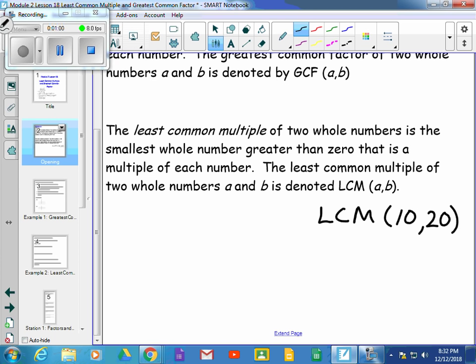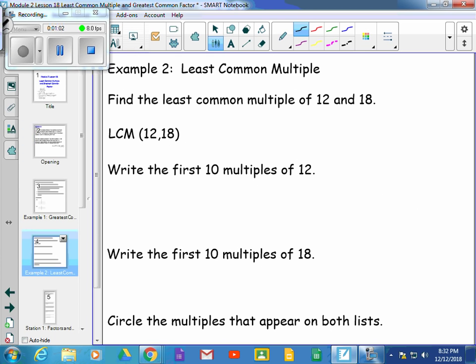So, I'm going to go to example 2 now to show you how to find the least common multiple. We're going to find the least common multiple of 12 and 18. The only method I'm going to show you is to list the multiples. They tell you to write the first 10 multiples. I'm going to cross that out and make it 5. I'm going to write the first 5 multiples of 12. So I simply make a list.